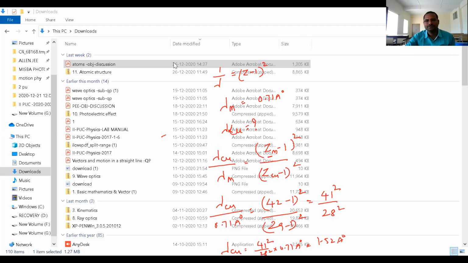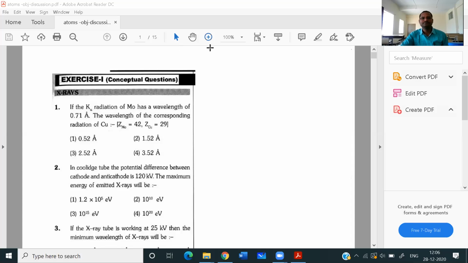PDF is not visible. Okay, one more time I will reinstall this. Now okay students, is it visible? Is it visible? Okay then. See what I have given.